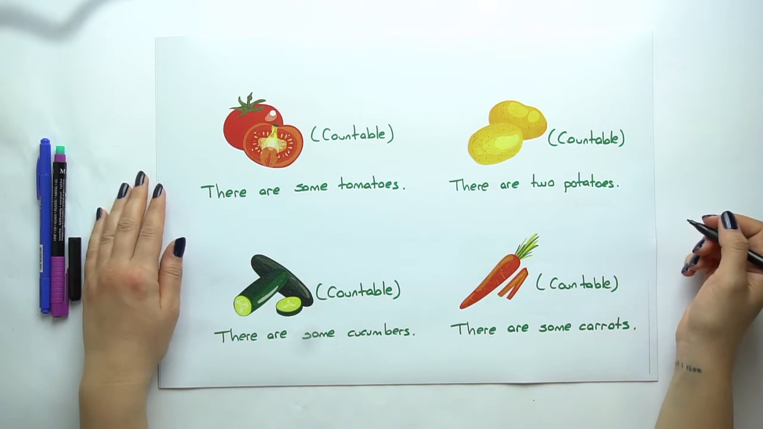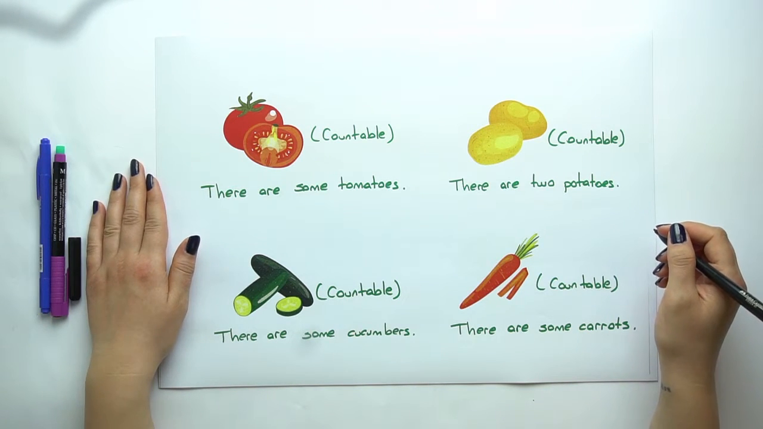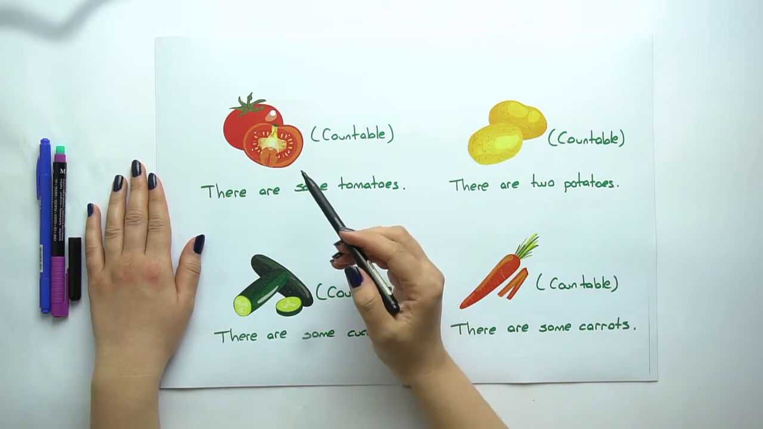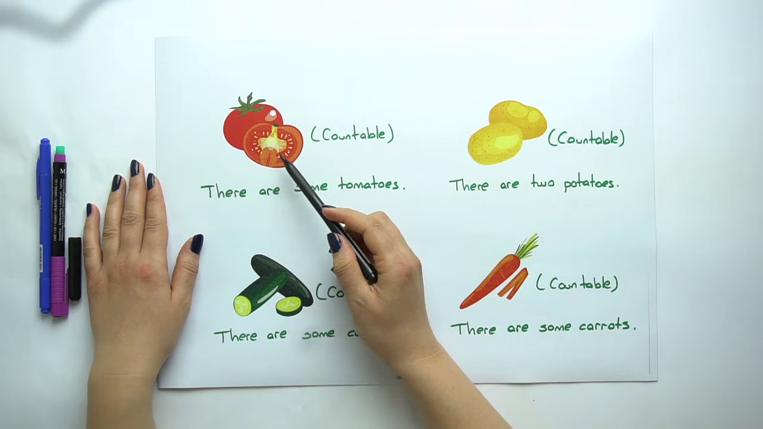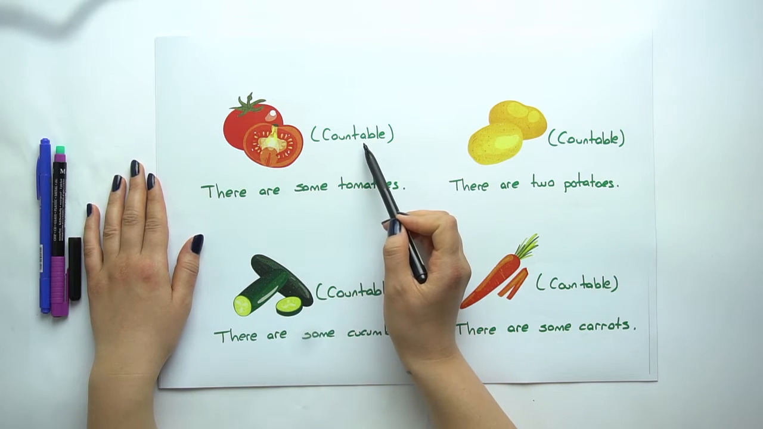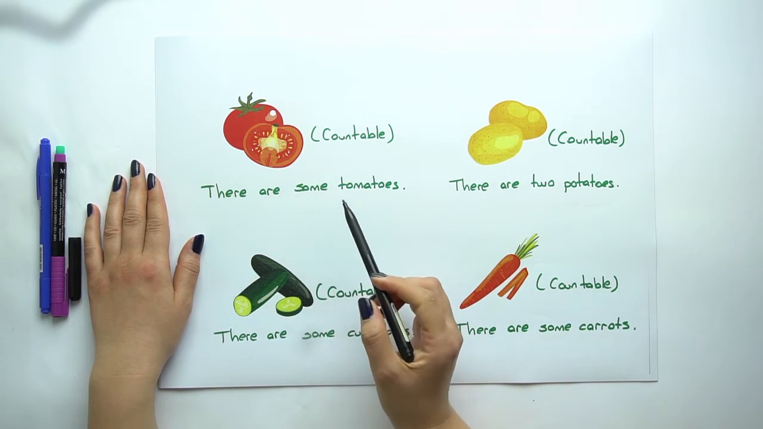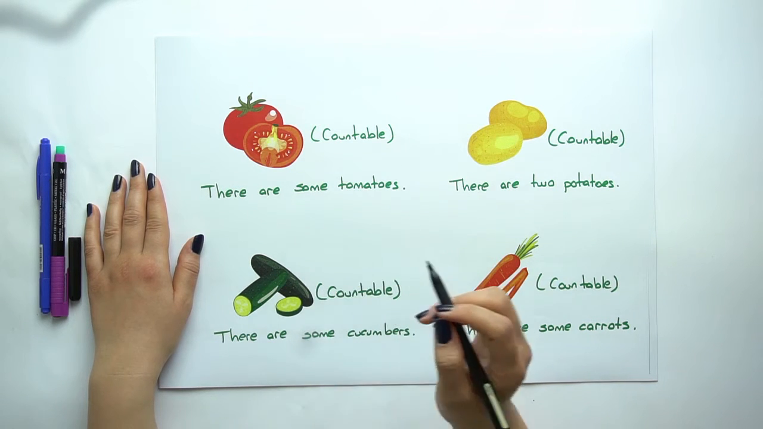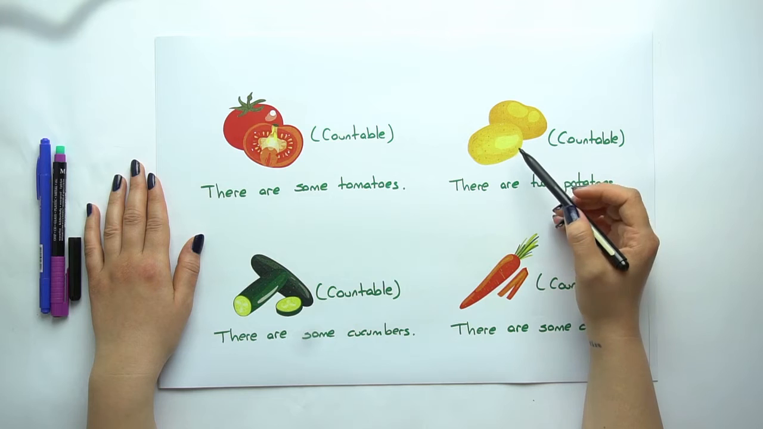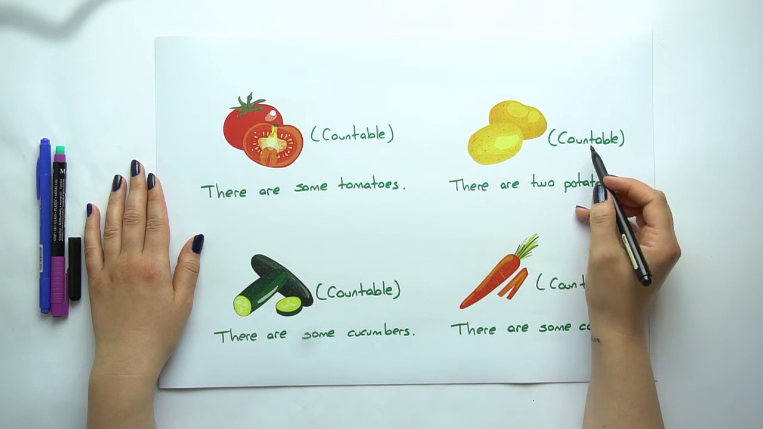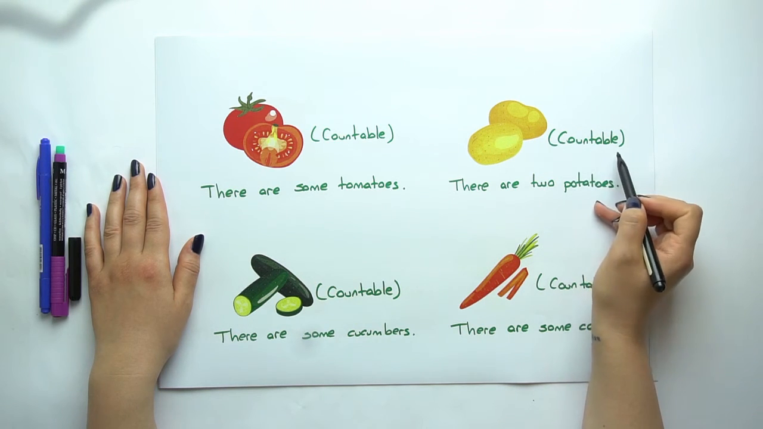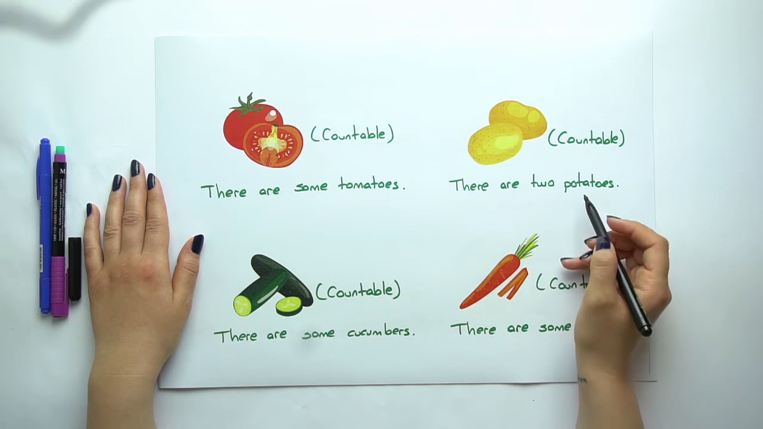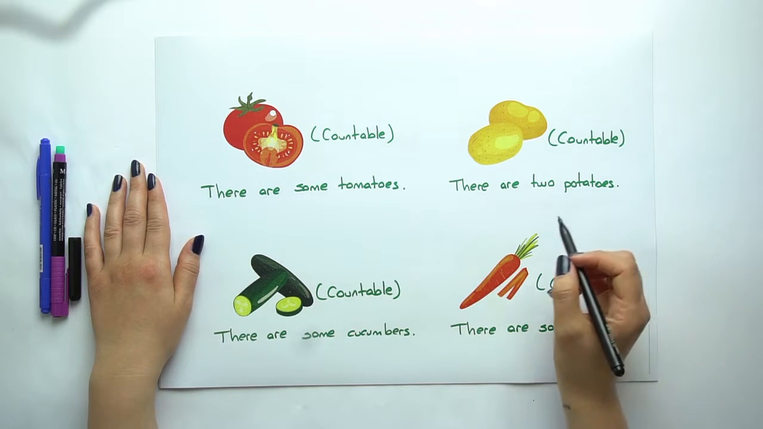Now, here we have some examples about countable nouns, and now let's have a look at them. Okay, first one, tomato. As you can see, it's countable, so we can say like this. Okay, there are some tomatoes. All right, next one, we have potato. Then potato is countable, so for this one we can say there are 2 potatoes.